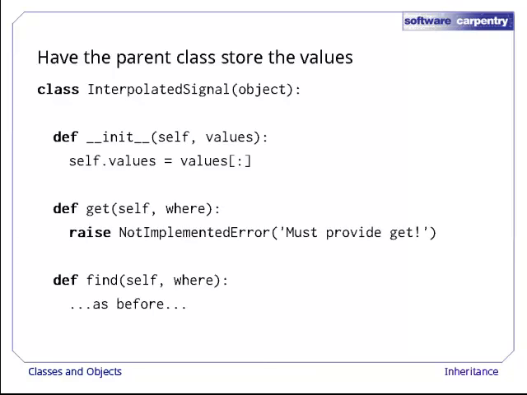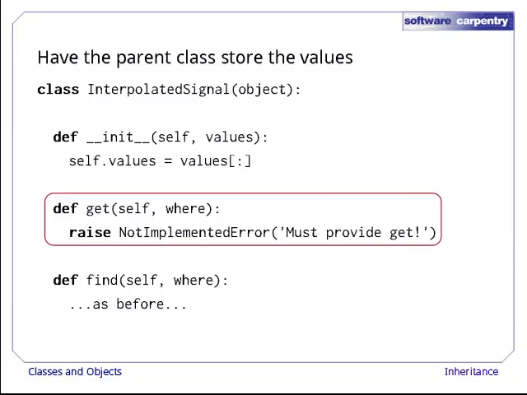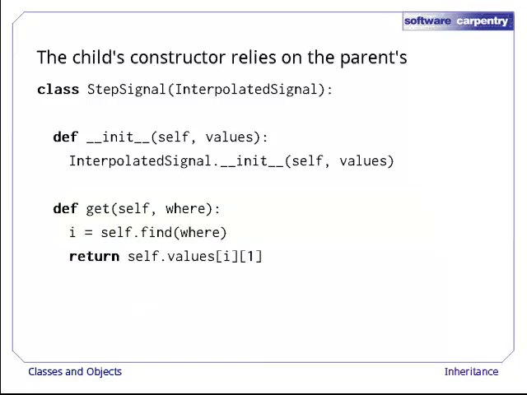Its constructor makes a copy of values and assigns it to self.values. It also defines a method called get that raises a NotImplementedError exception, so that if anyone ever tries to create an object of this class and use it for interpolation, they'll get a meaningful error message instead of Python's default attribute not found. We can now rewrite StepSignal's constructor as shown here. Instead of storing values itself, this constructor calls InterpolatedSignal's constructor, passing in the object being built, that's self, and the input parameter values.